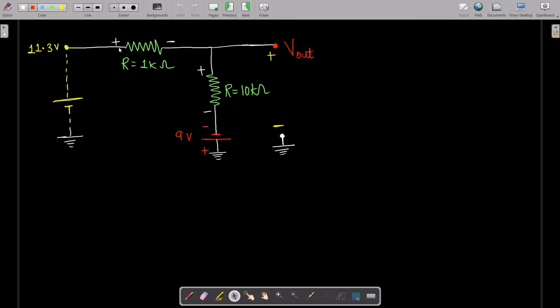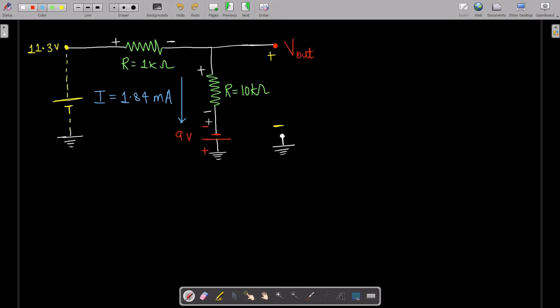So what we understood is that the current flowing through this particular terminal I, in fact from loop 1, is I equals 1.84 milliampere. So this is the value of current flowing through these two components, that is the 10 kilo ohm resistor and the 9 volts as well.